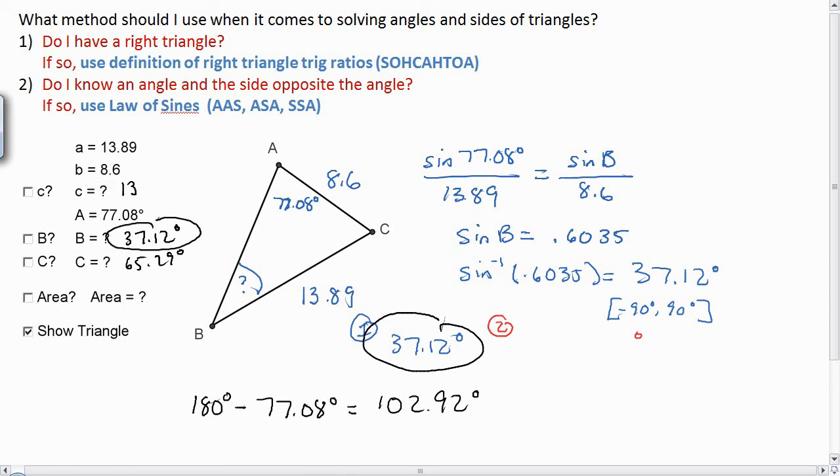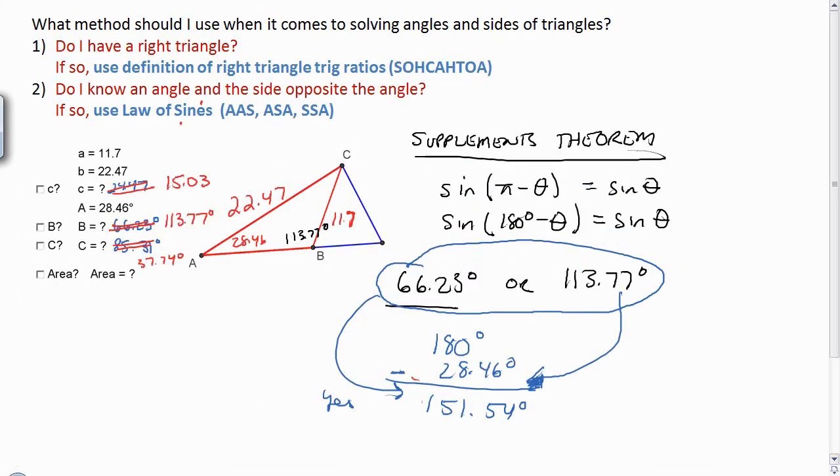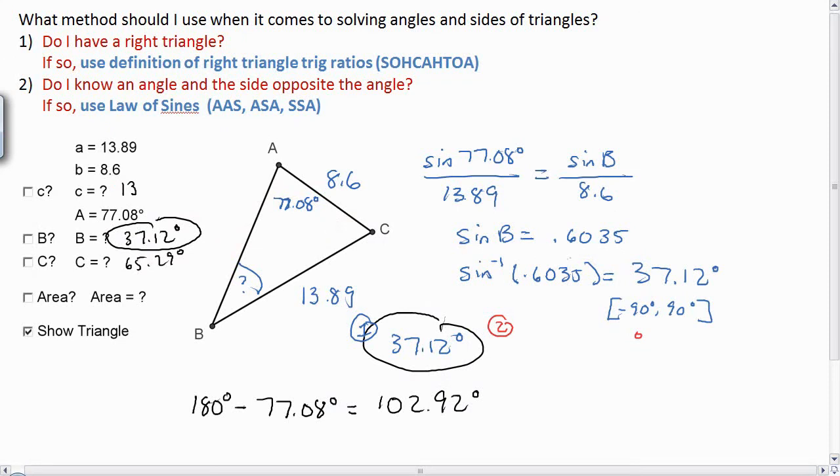Again, if I go back to the previous page and look at this one, please note you have a 66.23 degree angle and you have a 113.77 degree angle. Each one fits within the parameters of 151.54. You can squeeze this one in, you can squeeze this one in. That means you have two possible answers, which is why you originally had a blue triangle and a red triangle. In this second example, you cannot get the second angle of 142.88 degrees to work, so the only answer is 37.12. And that's the catch of the law of sines.